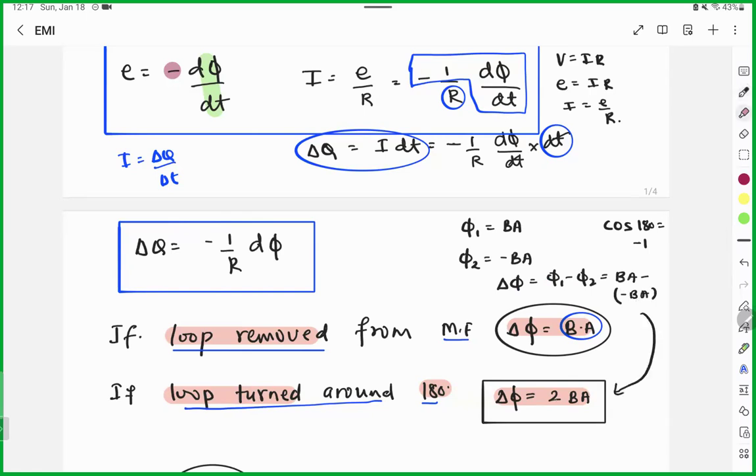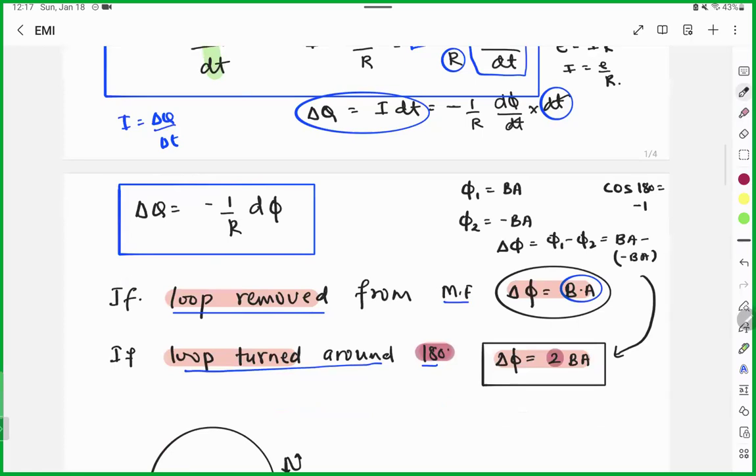Understood, guys? When you are changing the angle by 180 degrees, it depends on whether the change d phi will be equal to phi 1 minus phi 2 or phi 2 minus phi 1. Okay, that's all.